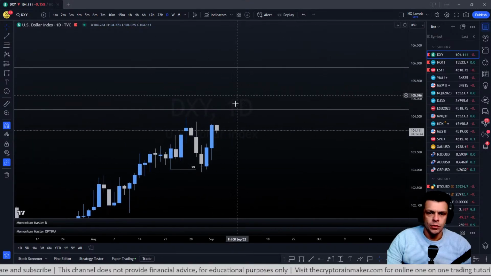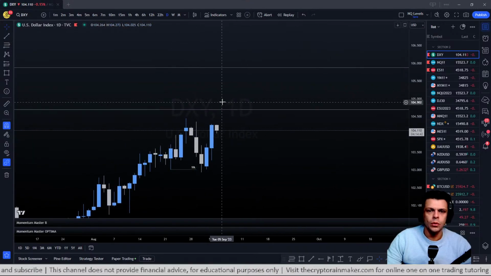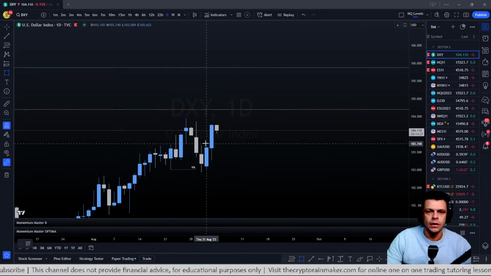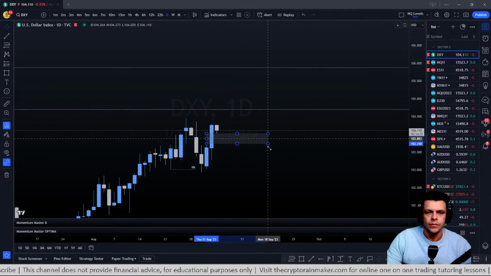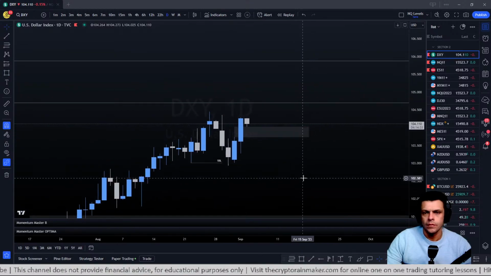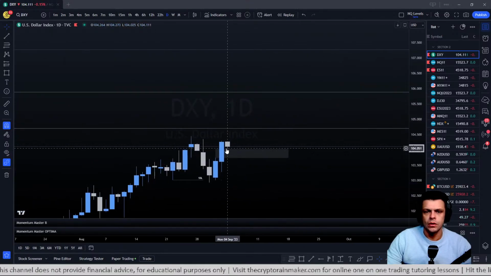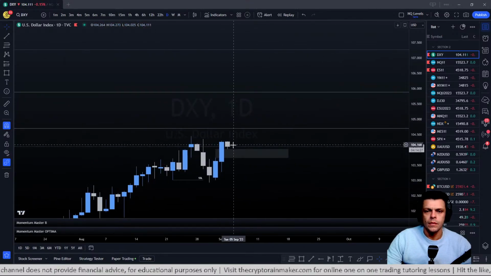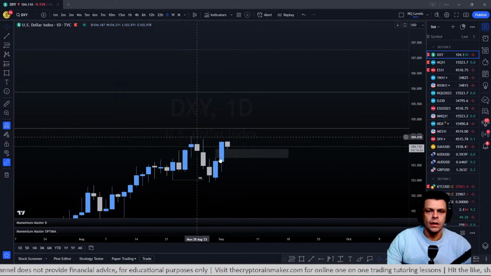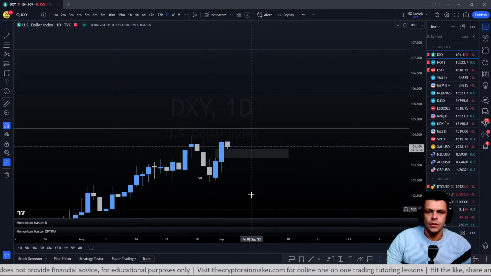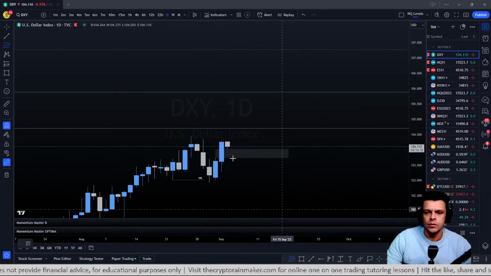Okay, so we had a nice move up, tapped into the liquidity, created some displacement, so we have this fair value gap right here. Right, so at this stage I'm not sure if it's on the next daily candle or two, if it's going to go and take out these highs. It might retrace to reprice this imbalance.